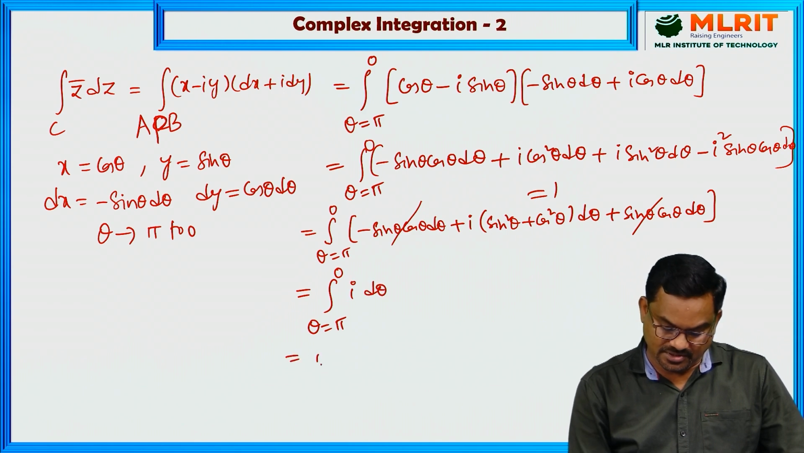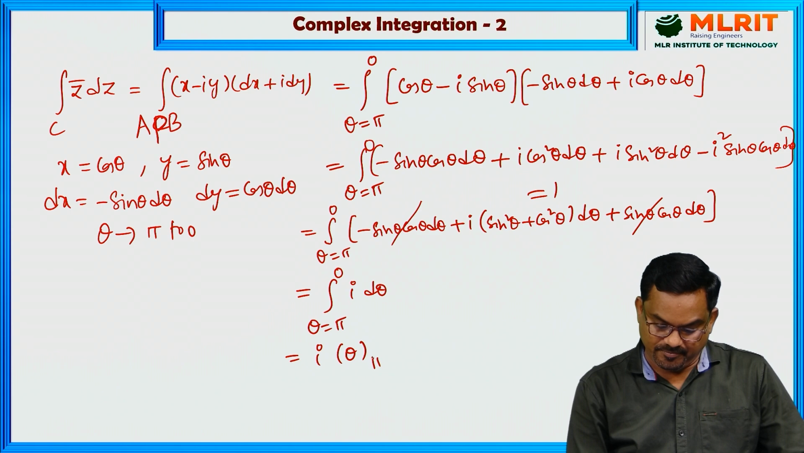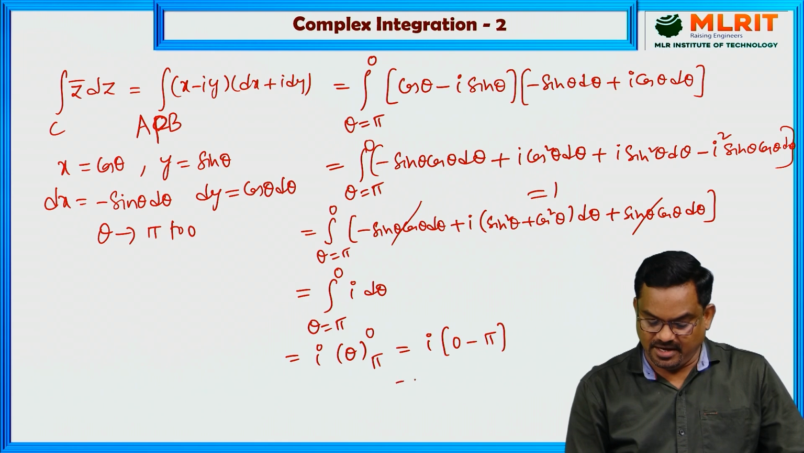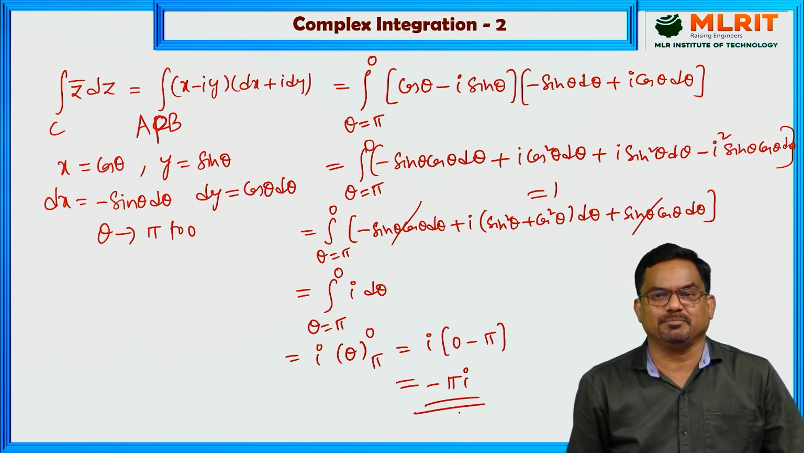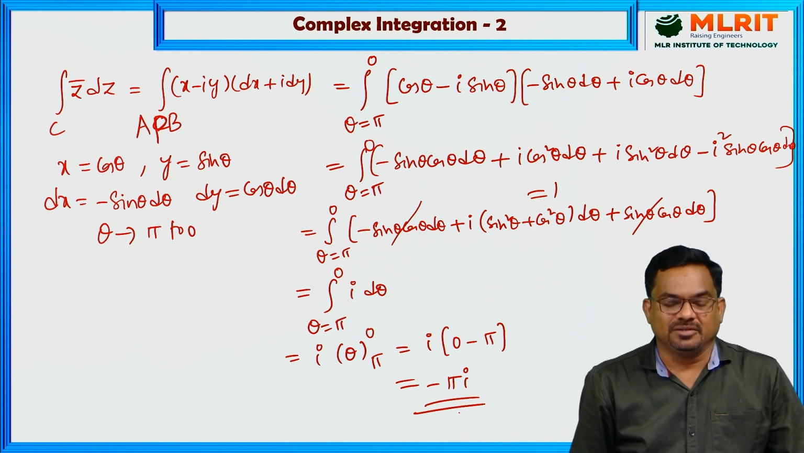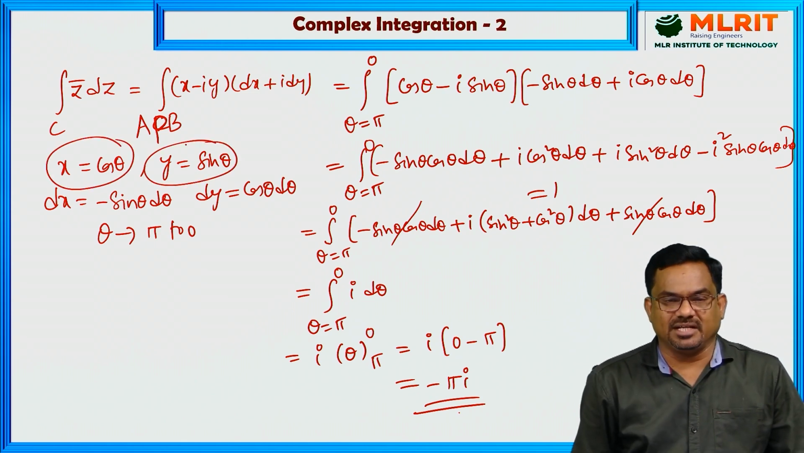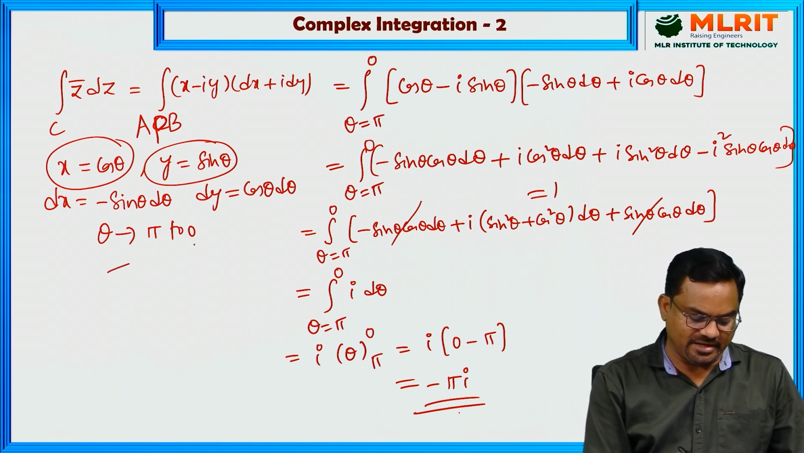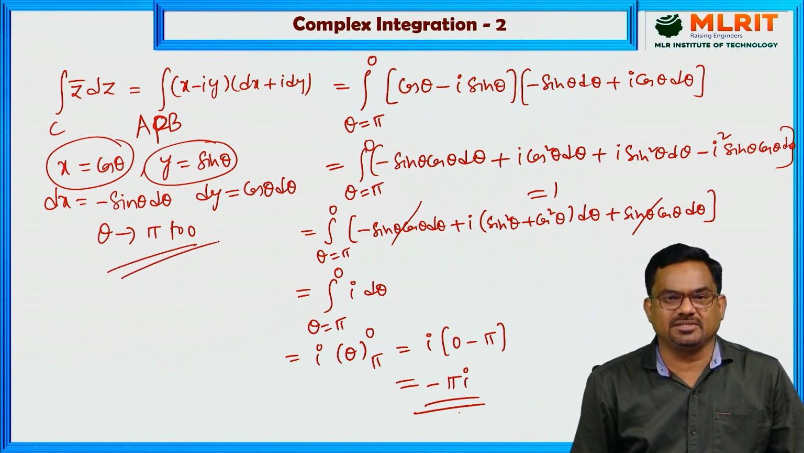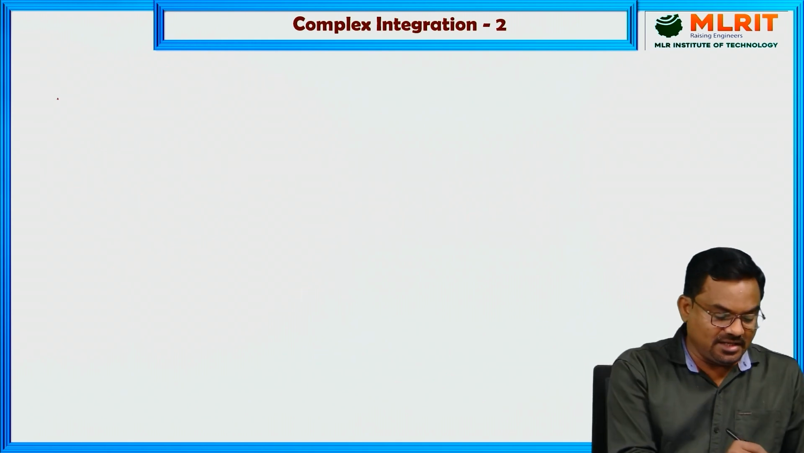So this is i constant, integral d theta is theta from pi to 0, by applying the limits, upper limit 0, lower limit minus pi. Hence the value of the line integral is minus pi i. So using this transformation we can evaluate the given line integral along the given curve C. So using the curve C we can find out the limits of the integration, and there is an alternate method.